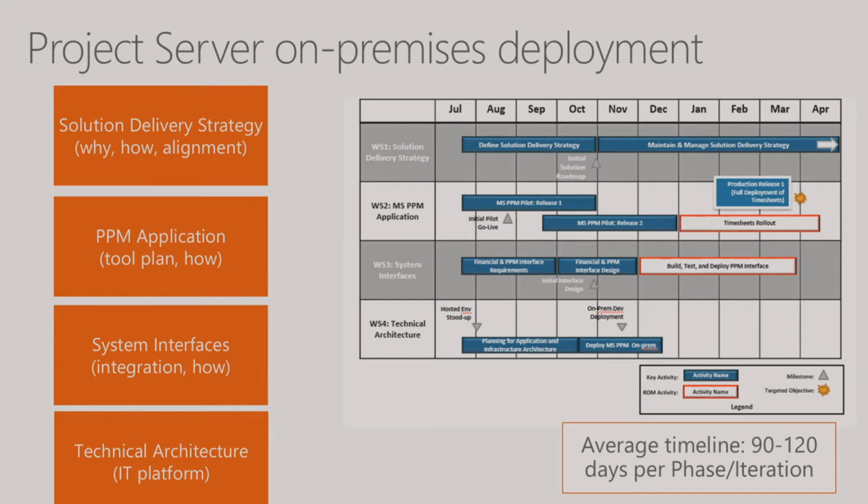The second layer down is now we're going to look at the tool. From a PPM application perspective, what are we trying to do? How do we want to configure that application? And what value is that application going to bring me as it relates to my strategy? So the tool starts tying in that second work stream.